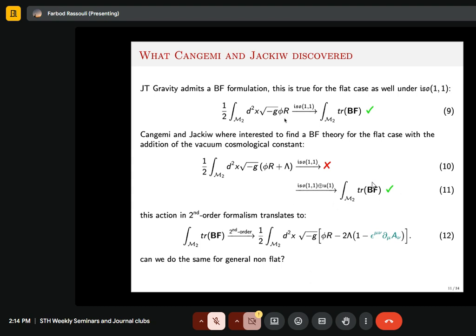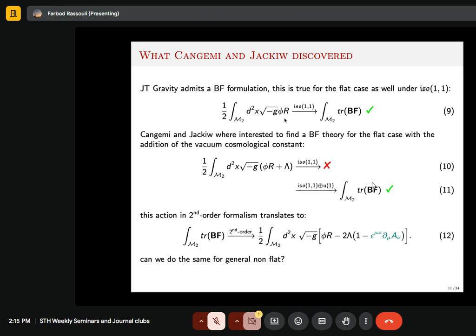Kanjemi and Jackiw were wondering what happens if we add a vacuum cosmological constant, which is big lambda, which we did in equation 10. It doesn't admit a BF formalism from ISO 11. It means that the BF is not gauge invariant in that case. And they come up with an ansatz to fix this problem. So they basically did a Maxwell extension of the ISO 11, which I call here ISO 11 plus U1 in the Lie algebra, and they get actually a BF theory. But at what cost? Farbod.